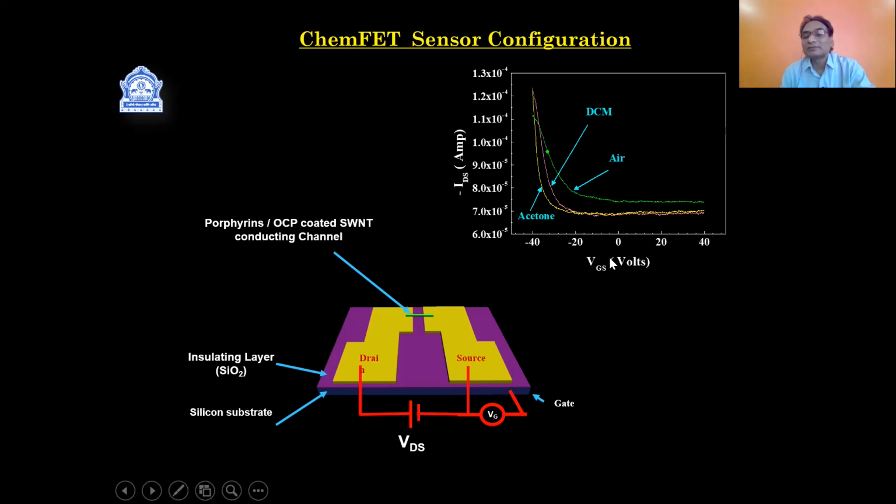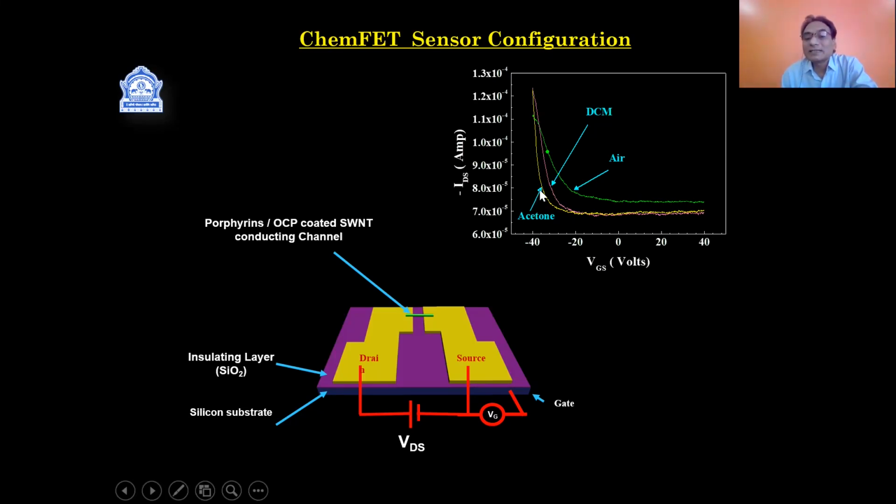So we have modulated VGS from -40 to +40, and this is how the drain current is modulating. Then we removed air and exposed the same device to dichloromethane. You can see an altogether different curve. And then again we tested the same thing for acetone. Now, if you look at this, the slope of all three, acetone, DCM, and air, is different.